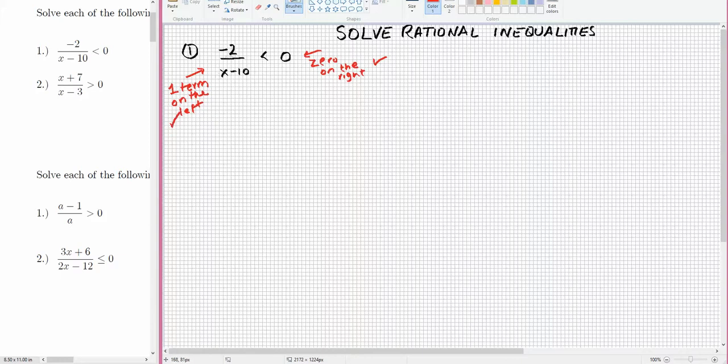Now, one way of checking this is that you only have one fraction bar. The minute you have two fraction bars, like something like this, see how you have two fraction bars right here? Then this would be two terms. So you would have to combine these and make it one term so that you have one term on the left.